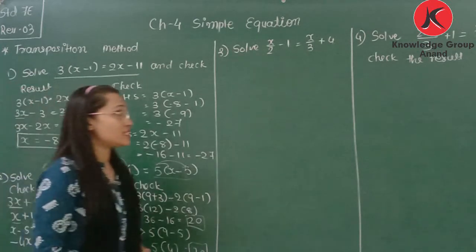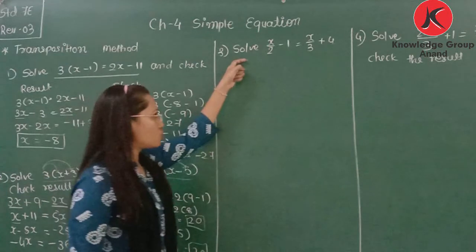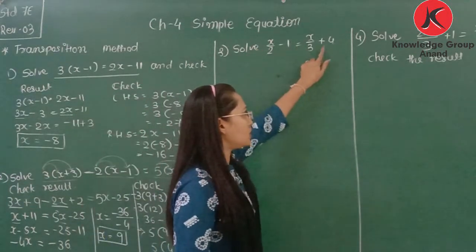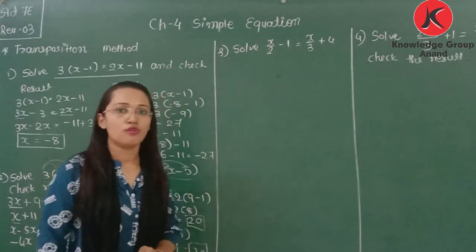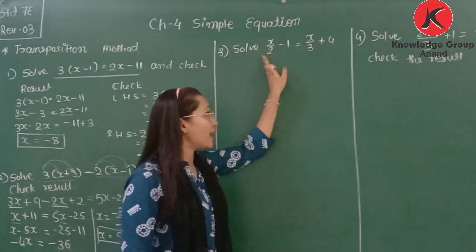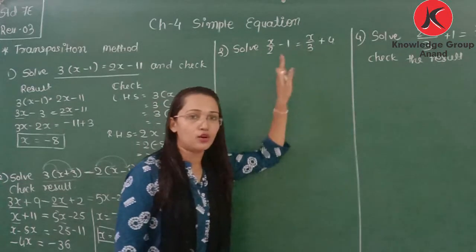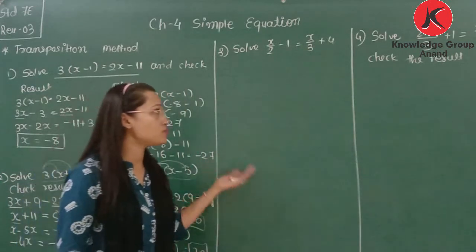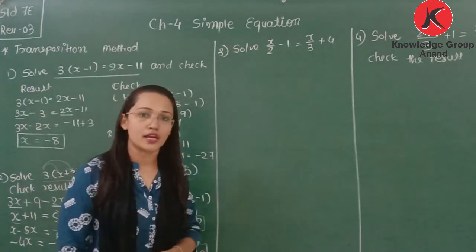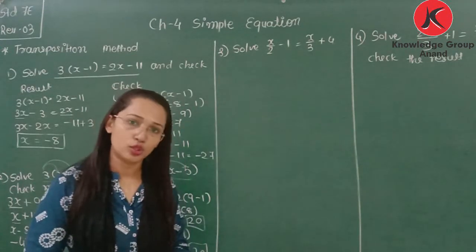Now let's see the next example. Solve x by 2 minus 1 is equal to x by 3 plus 4. So what do we have to do? Here you can take the LCM of right hand side and left hand side, or you can write the terms with the variable on left side and constant on other side. You can solve this example with two methods.